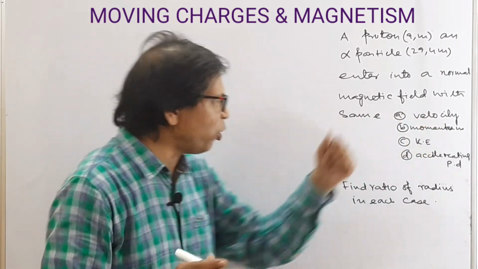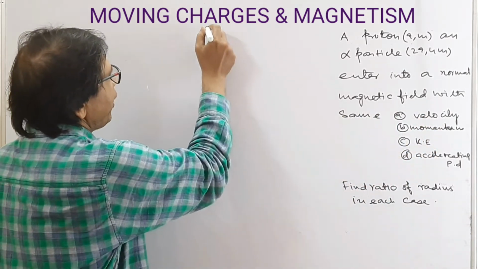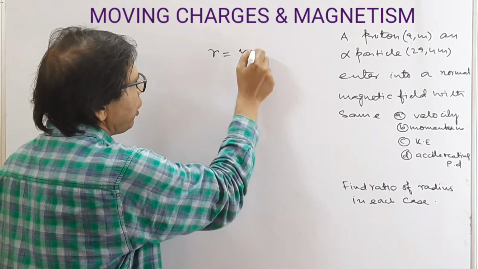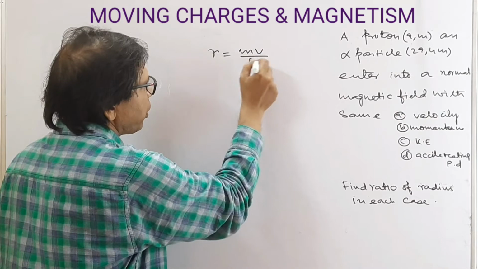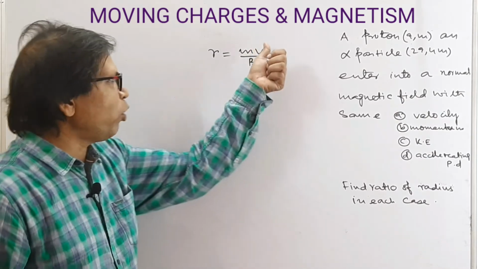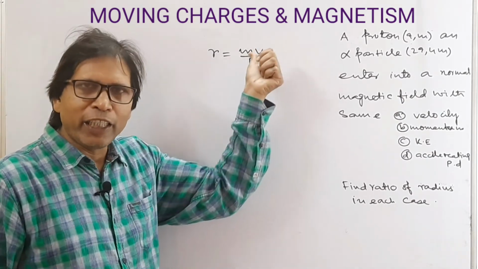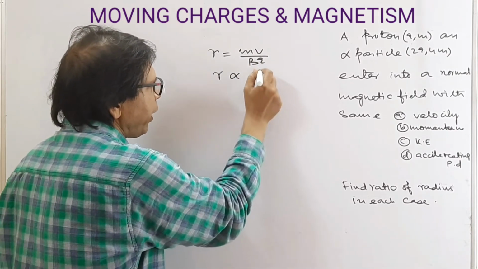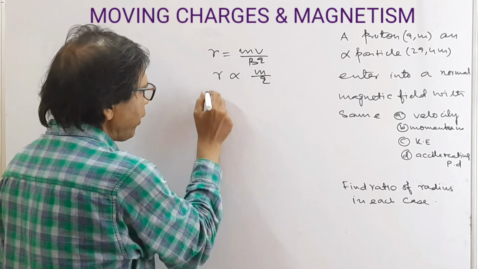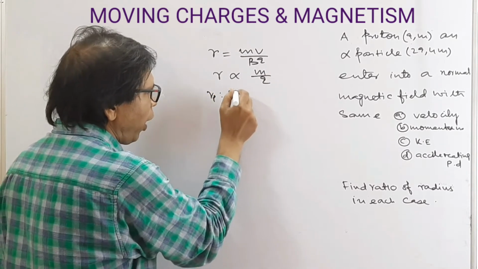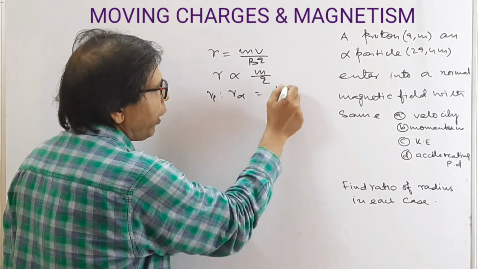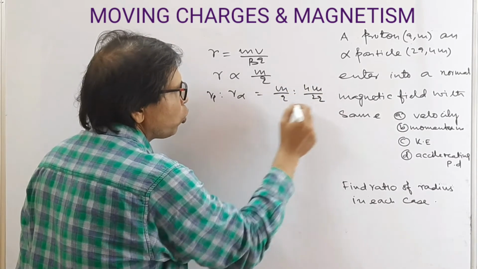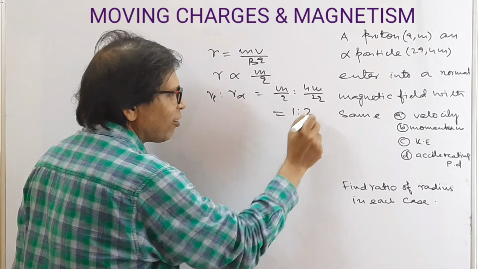Now first of all, velocity. Look at this, the radius in terms of velocity is mv by bq. Here velocity is the same, magnetic field is also the same. So the radius is proportional to m by q. So here rp is to r alpha equal to m by q is to 4m by 2q. So this is 1:2.